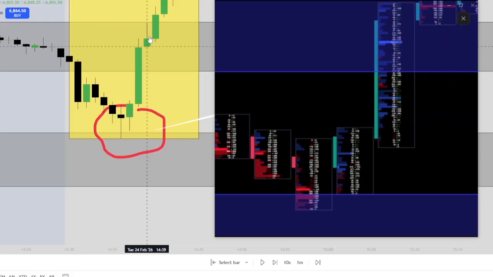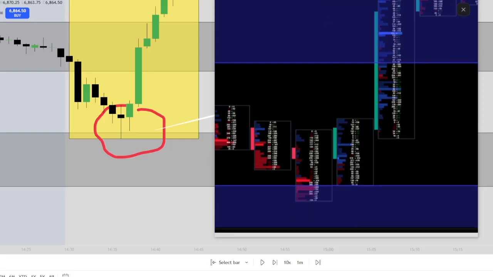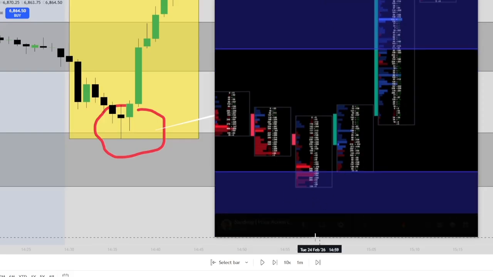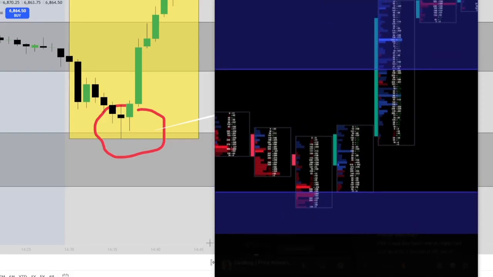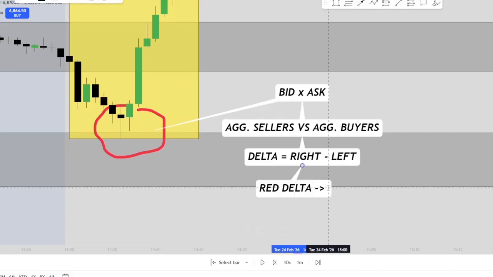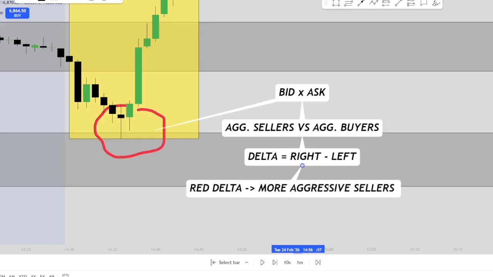So this wick rejection before the market rallied much higher, we see a lot of red. So what does this red delta actually indicate, without actually reading the numbers? Well, what it tells us is that there are more aggressive sellers than buyers, right? More aggressive sellers than aggressive buyers.